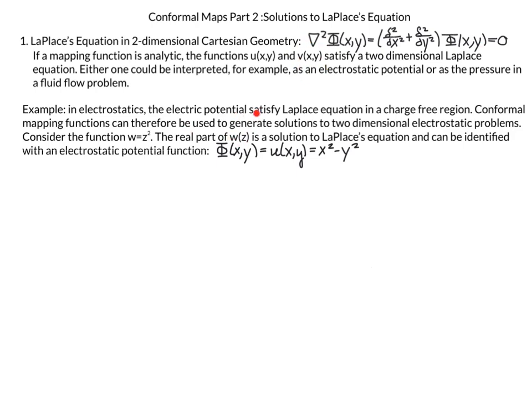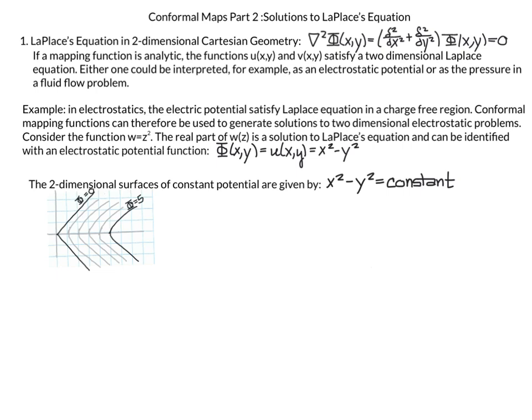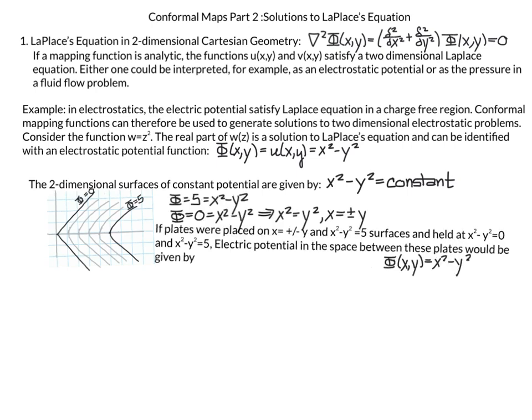So the real part of w(z) is a solution to Laplace's equation and can be identified with an electrostatic potential function, which is phi of xy is equal to u of xy, which is equal to x squared minus y squared. This is the u function of w equals z squared. The two-dimensional surfaces of constant potential are given by x squared minus y squared equals a constant. I have my x squared minus y squared equals 5, x squared minus y squared equals 0, just solving this one because it's the easier one.